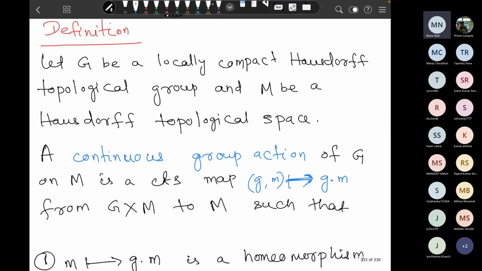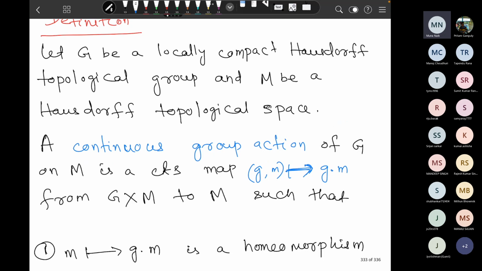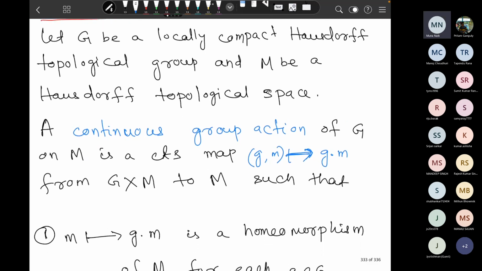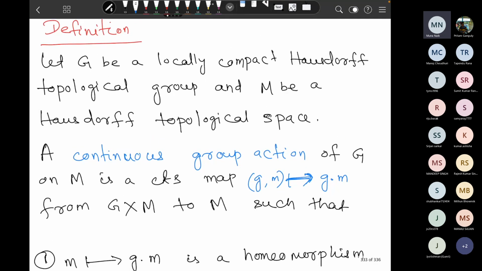Also, I have given a definition of a smooth or continuous group action. That means a group acts on a topological space in a continuous way. So this is a definition. Let G be a locally compact Hausdorff topological group and M be a Hausdorff topological space.